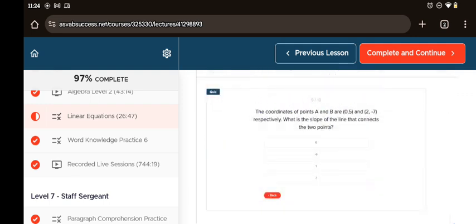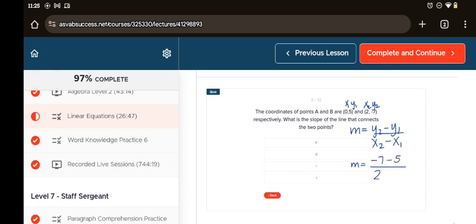Let's keep going. All right, let's do this one. So the coordinates of point A and B are 0, 5 and 2, negative 7, respectively. What is the slope of the line that connects the 2 points? We're going to use our slope formula again. We're going to go ahead and label x1, y1, x2, y2, and we're going to plug stuff in.